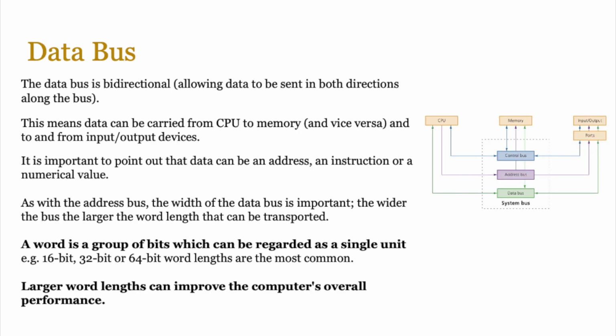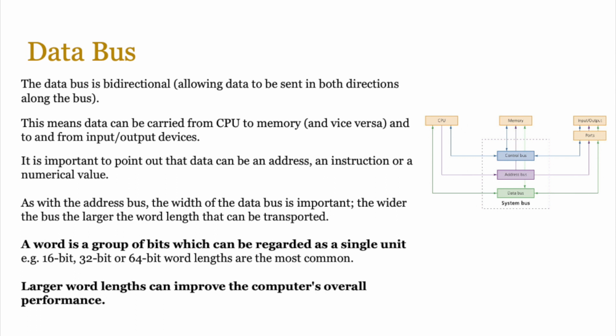The data bus, on the other hand, is a bidirectional bus, which means it allows data to be sent in both directions. Now, this means data can be carried from the CPU to a location and vice versa. It's important for you to point out that data can be an address, an instruction, or a numerical value. So we just don't mean addresses all the time. It could be a command, it could be data that has to be executed by that command, anything.